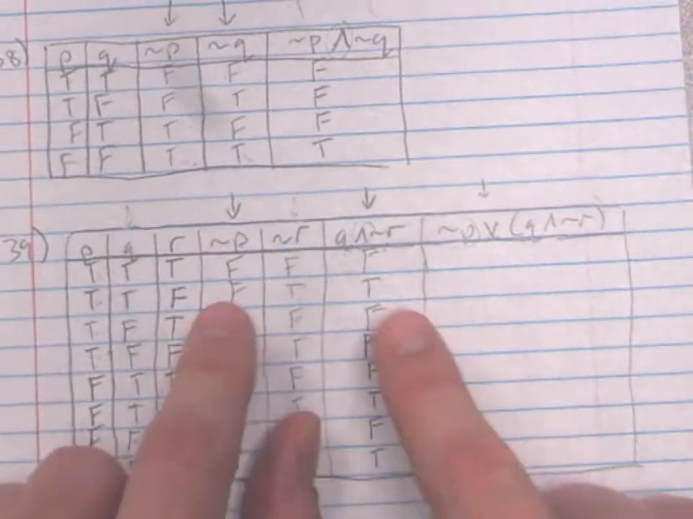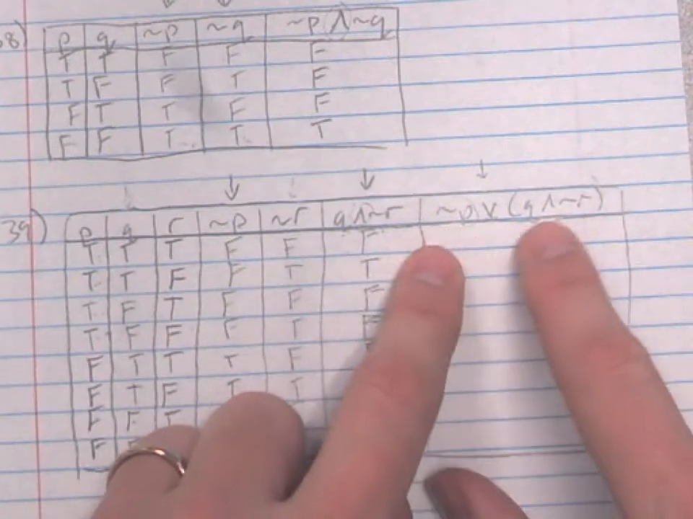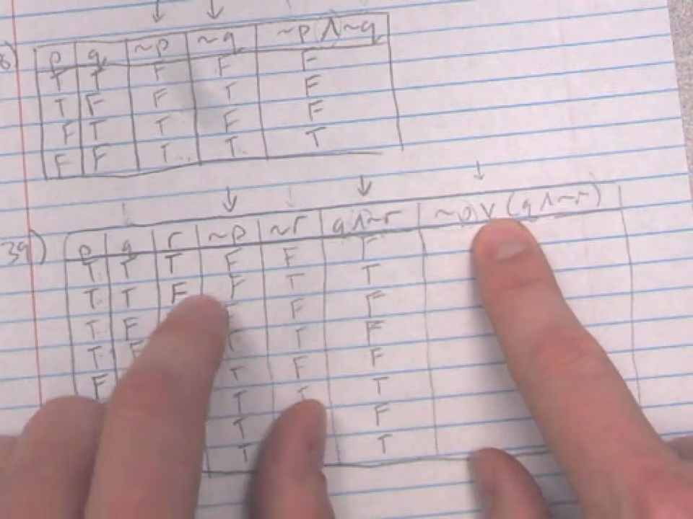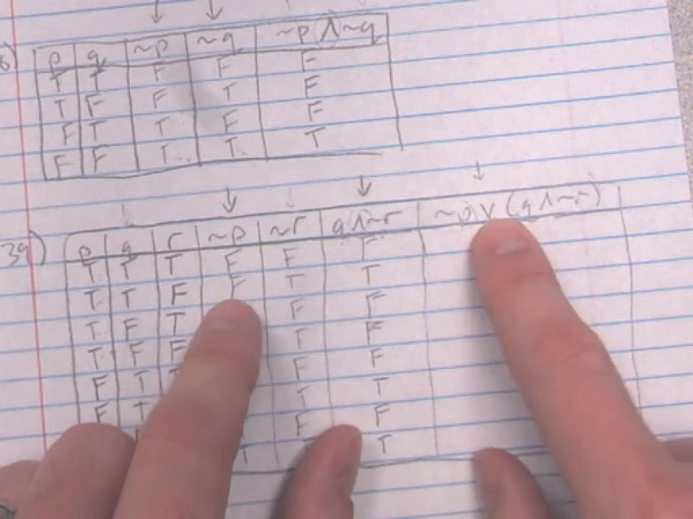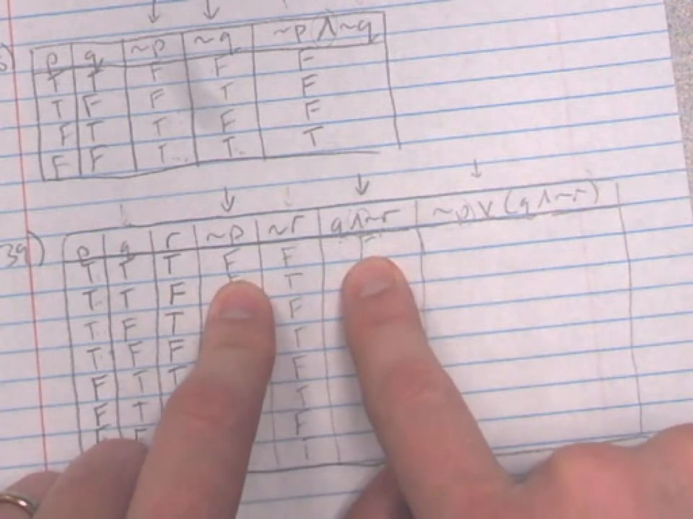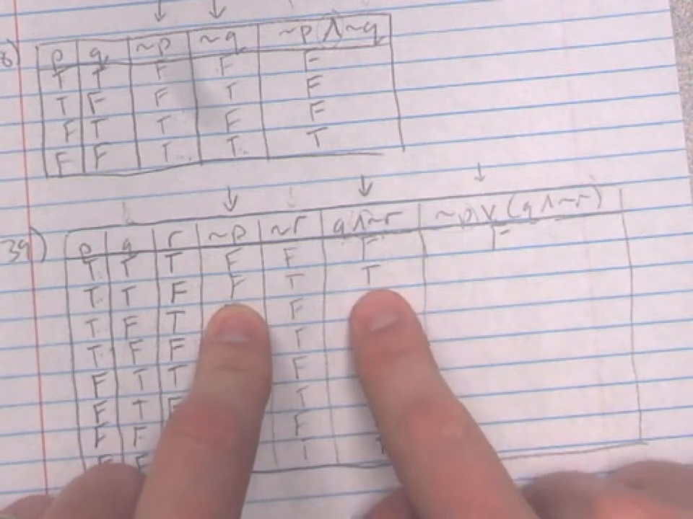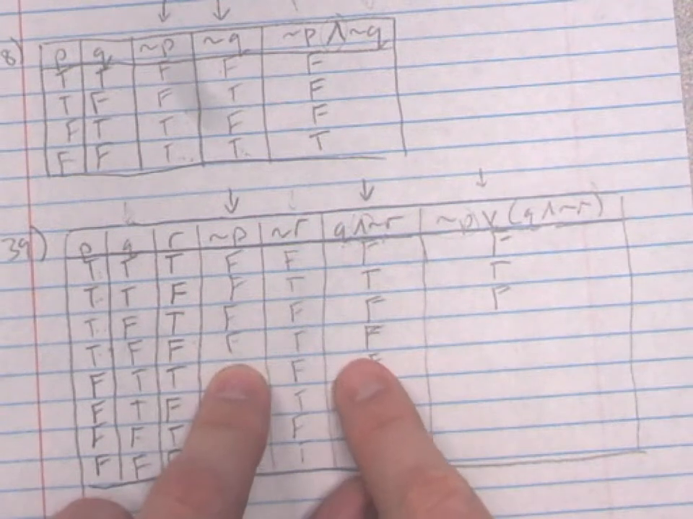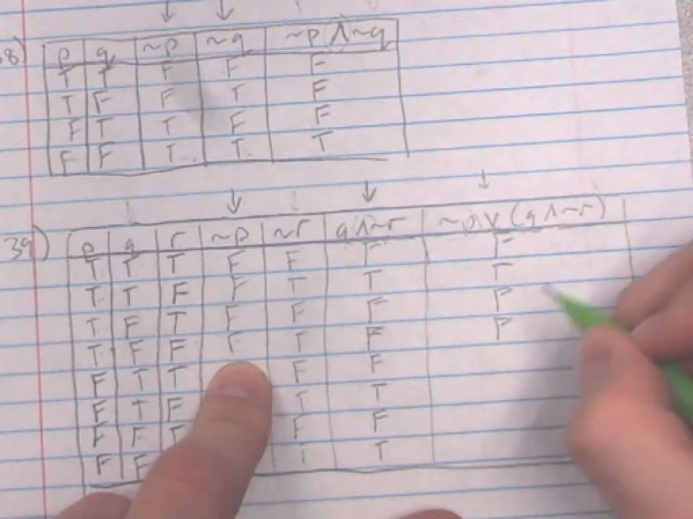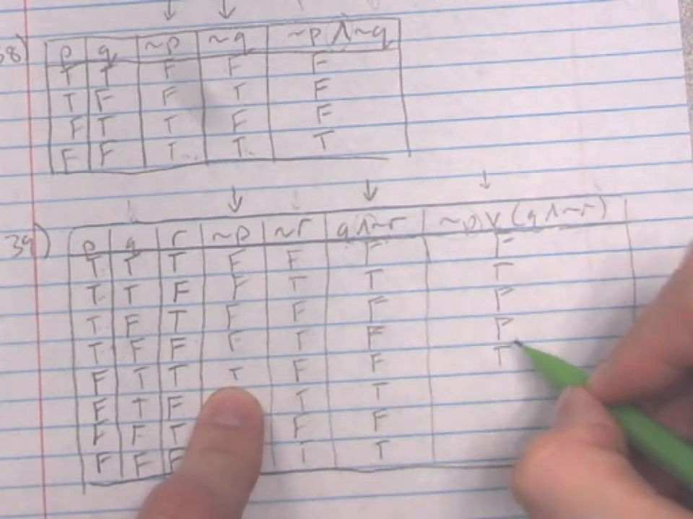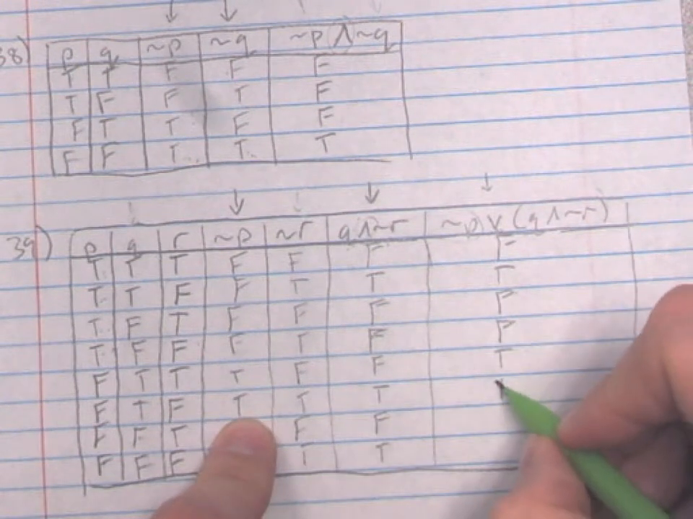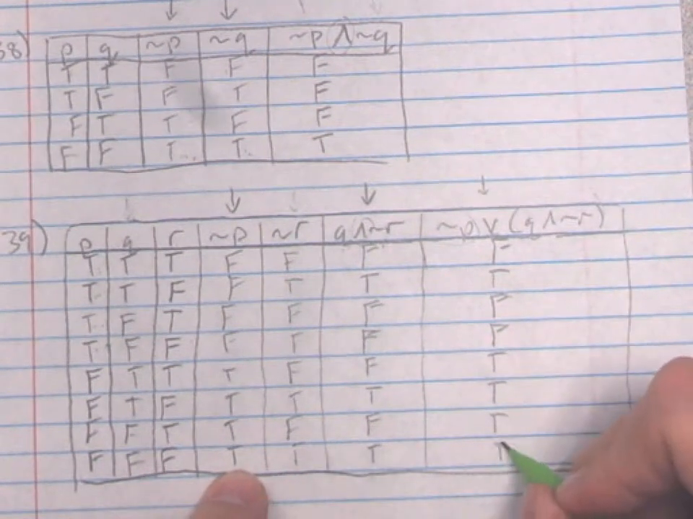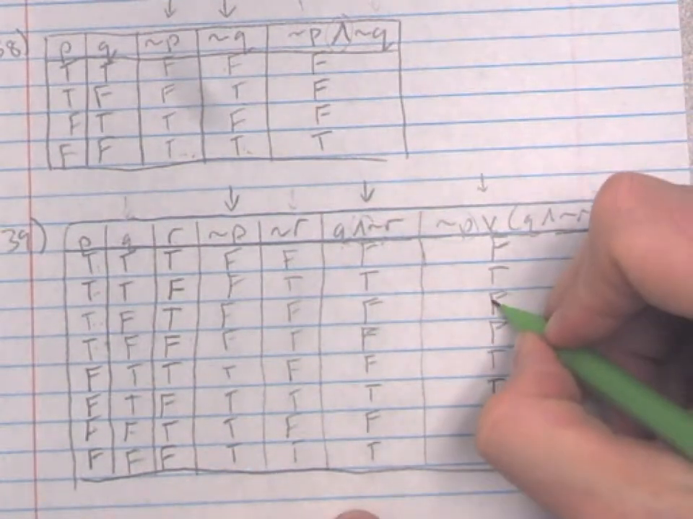Okay, so these are the 2 we're looking at, not P and Q and not R, and we're putting them together with this symbol, which again is the disjunction. So we're looking for at least one true to get a true. Do we have at least one true? No, we do not. Yes. No. No. Yes. Yes. Yes. Yes. So all of that was really to get this last column.